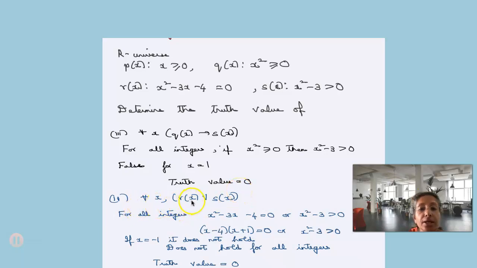Note that the truth value can either be 0 or 1. Again, for all x, Rx disjunction Sx. What does this mean? For all integers, x squared minus 3x minus 4 equals 0 or x squared minus 3 is greater than 0. x squared minus 3x minus 4 is 0 means x minus 4 into x plus 1 equals 0, or x squared minus 3 is greater than 0. But if x equals minus 1, this will not hold. So it will not hold for all integers. So the truth value is 0.